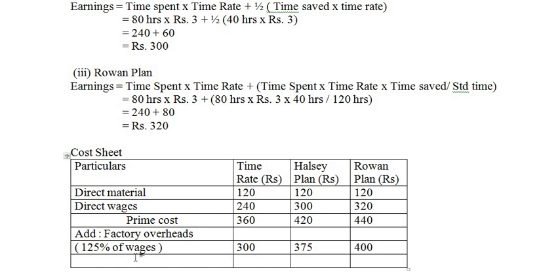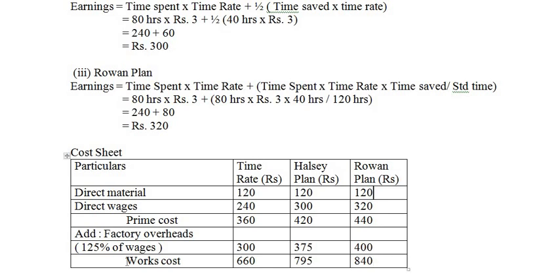Right. So once we add factory overheads to prime cost, what will we get? We will get works cost. So this is what they have asked us to calculate. The 360 plus 300 is rupees 660. Under Halsey plan, it is 795. Under Rowan plan, it is 840. So this is what they have asked us to find out.